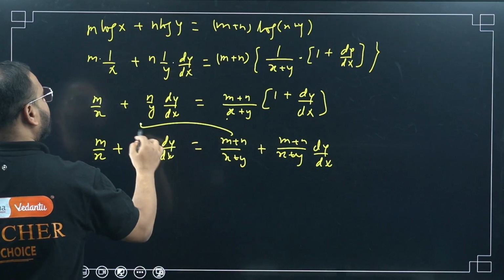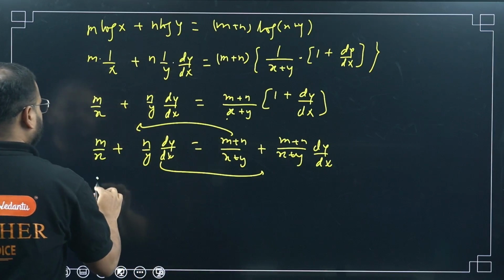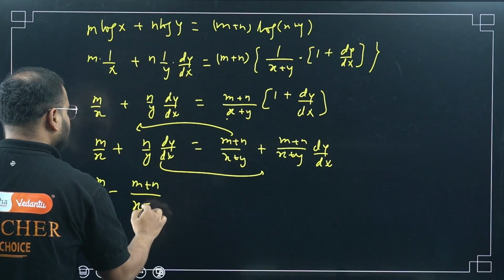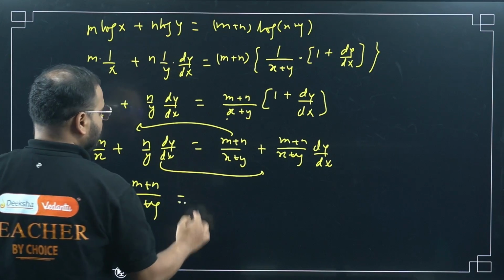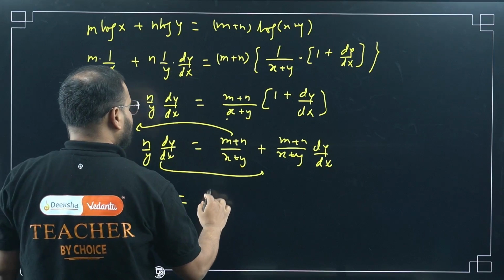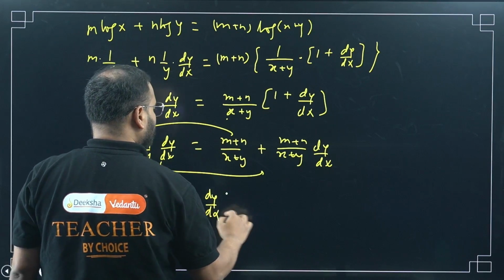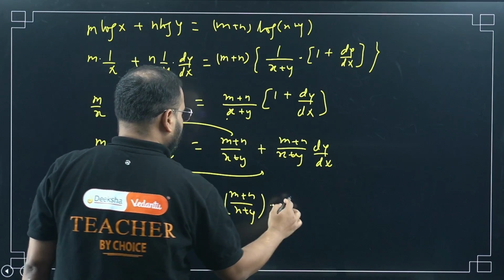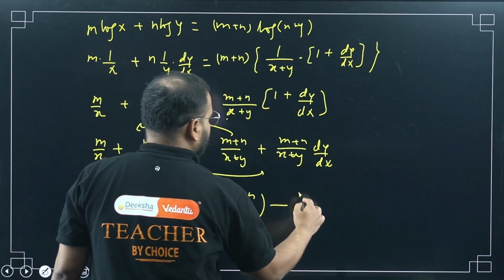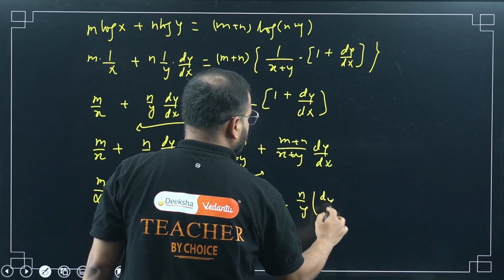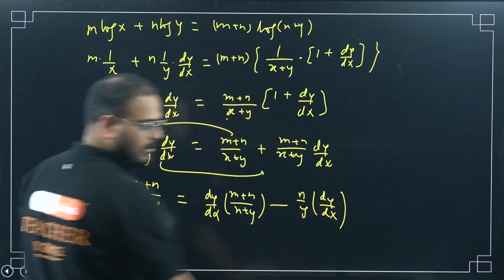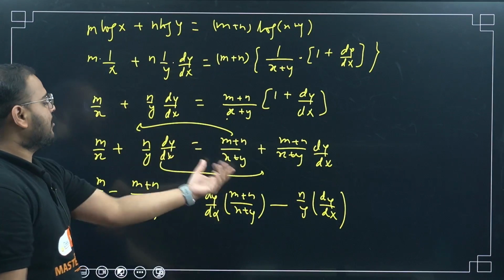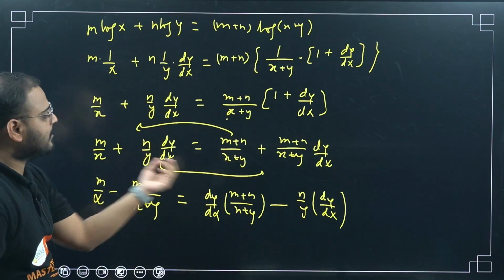Bring this term over here and this term over there. What will this be? m by x minus m plus n upon x plus y equals dy by dx times m plus n upon x plus y minus n by y. Correct, right? Simple. I've just switched the terms here, the plus becomes negative and this plus becomes negative there.